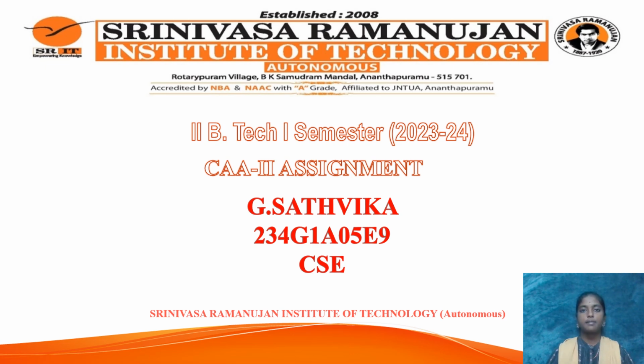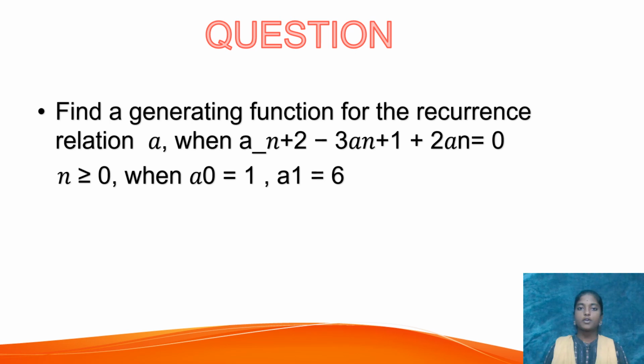I'm from the CSE department. Today I'm going to explain a question from discrete mathematics: to find a generating function for the recurrence relation a(n+2) - 3a(n+1) + 2a(n) = 0, where n is greater than or equal to 0, with a0 = 1 and a1 = 6.